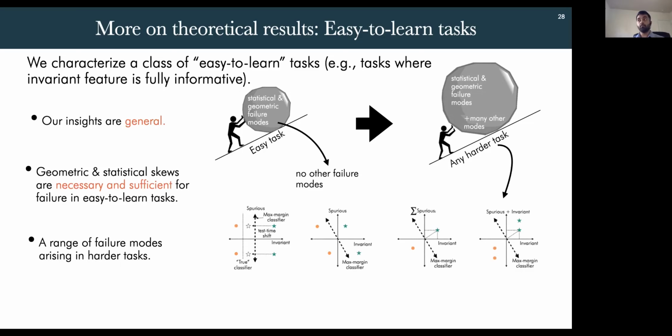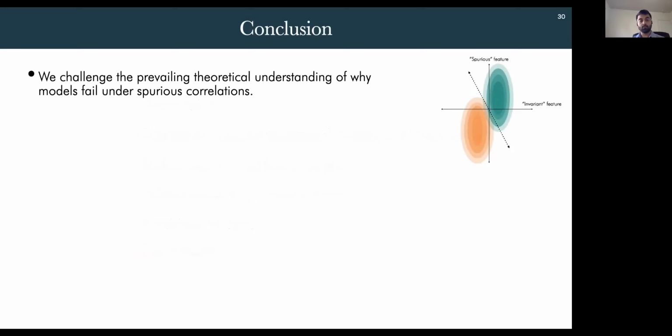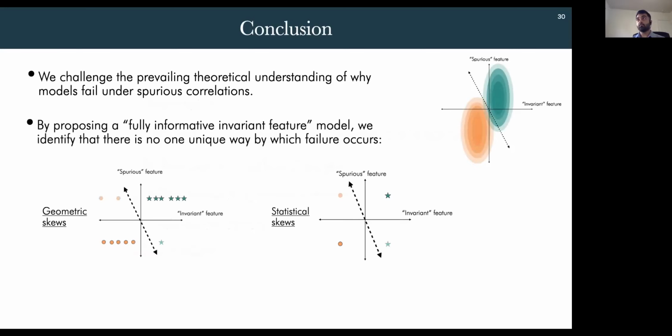To summarize what we saw, we critically analyzed this existing theoretical model as to why classifiers use spurious features. And we proposed an alternative model where we were able to come up with two distinct ways in which classifiers use spurious features. Hopefully this gives us newer insights, and a much more appropriate theoretical model on which we can build new algorithms and new theory in the long run.